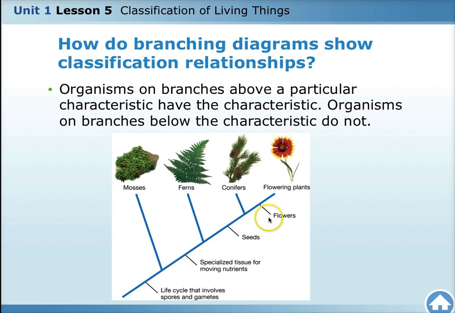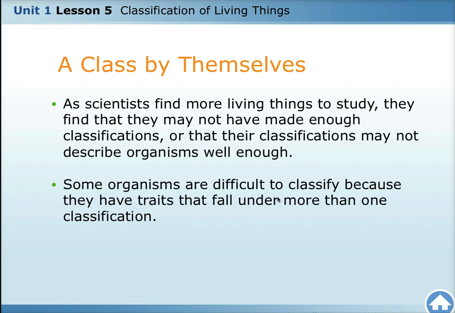So here we have flowering plants. They have flowers. Conifers and flowering plants have seeds. Specialized tissue for moving nutrients is in ferns, conifers, and flowering plants, and a life cycle that involves spores and gametes is in mosses, ferns, conifers, and flowering plants. A class by themselves, on page 63.